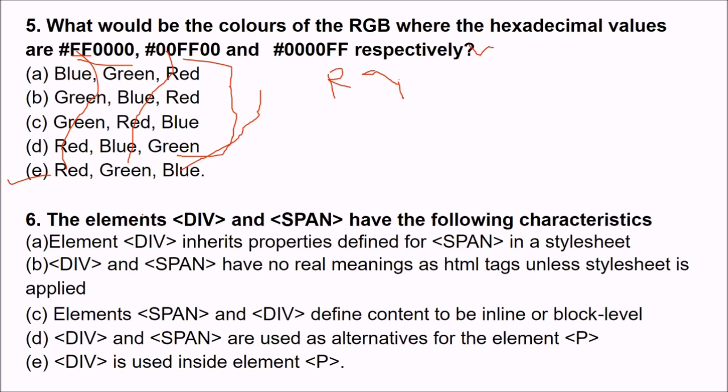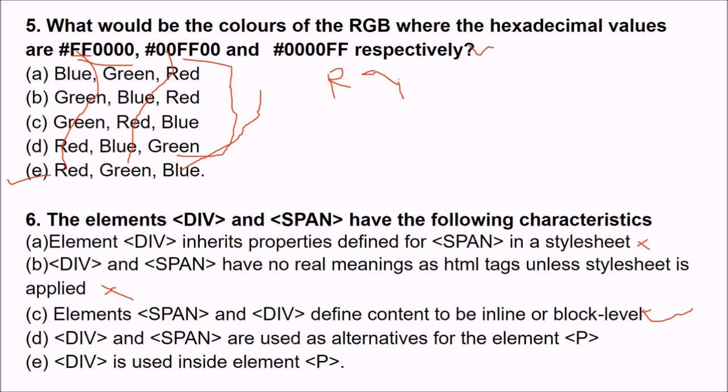Sixth, the elements div, for division, in HTML and span have the same characteristics, right? Element div inherits properties defined from span in a style sheet. Is it correct? No. Div and span have no real meaning as HTML tags unless a style sheet is applied. This is also not correct. Elements span and div define content to be inline and block level. This is correct.